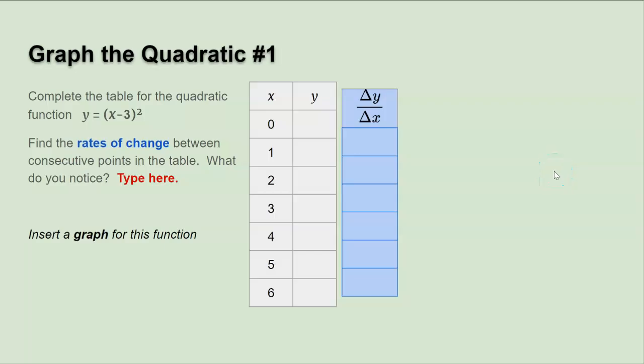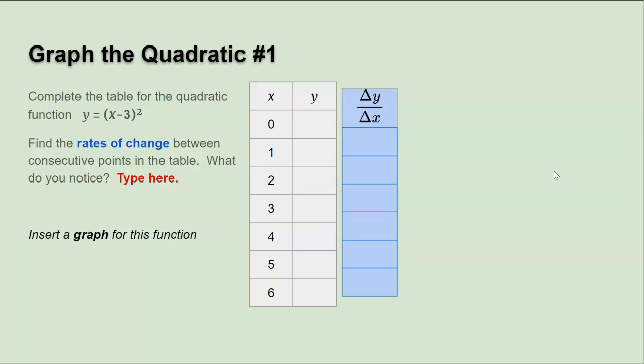So this is the first slide they'll do, and it's graphing a quadratic. So they would just type this into Desmos, fill out this table, and then I'm asking them to find the rates of change between consecutive points. Now we did this in the last assignment, so hopefully they will automatically think, oh, I need to see how far apart these slopes are, because that's where I want them to go.